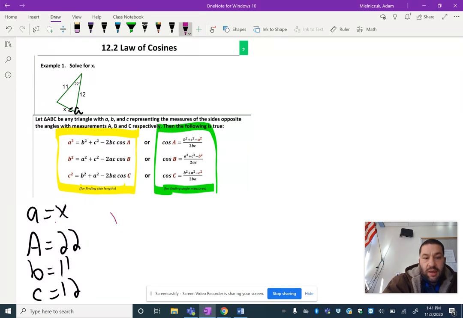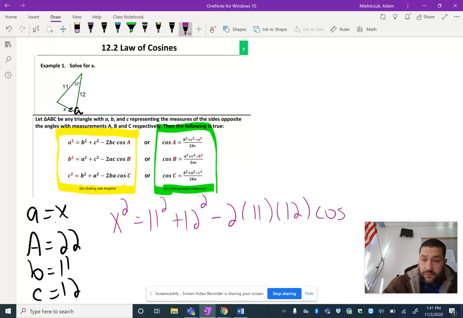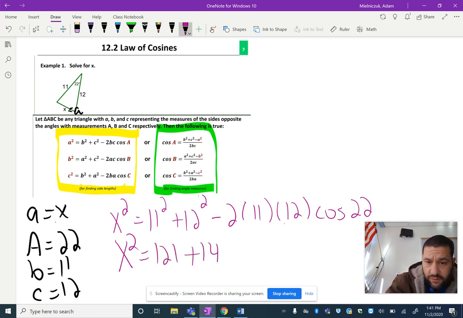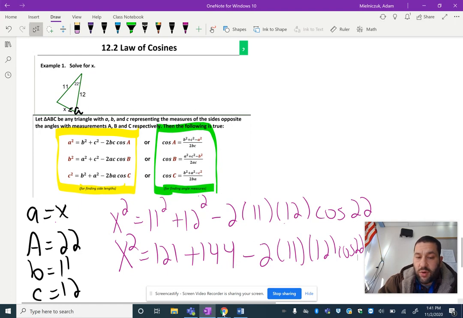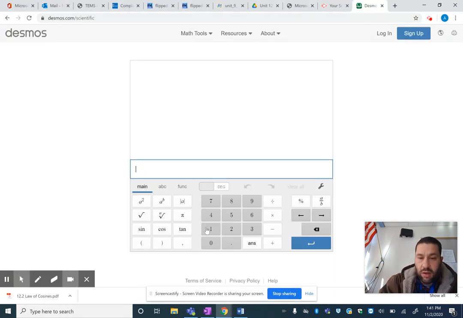So we're going to say x squared equals b squared, which is 11 squared, plus 12 squared minus 2 times 11 times 12 times the cosine of 22. We can clean this up a little bit more and say x squared equals 121 plus 144 minus 2 times 11 times 12 times the cosine of 22. We don't even know what that is, but it doesn't matter because we can just put this into our calculator. So we go to Desmos.